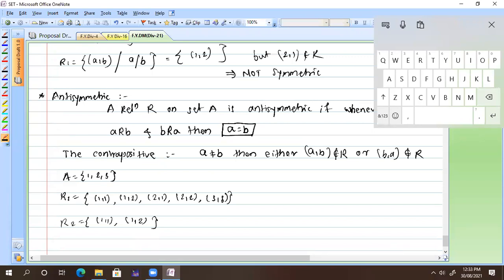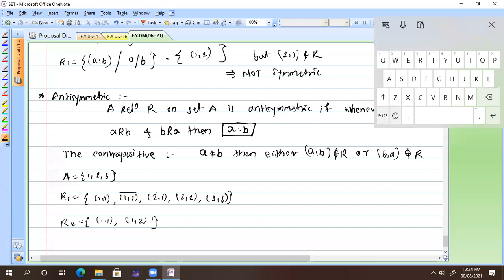Because, as the statement says, if (A, B) and (B, A) are present in the relation, then A should be equal to B. Absolutely correct, that is what I wanted to say. (2, 1) and (1, 2) are present, but they are not equal.